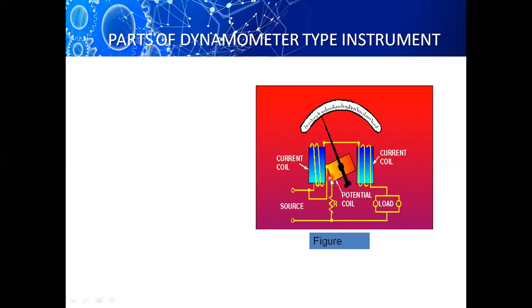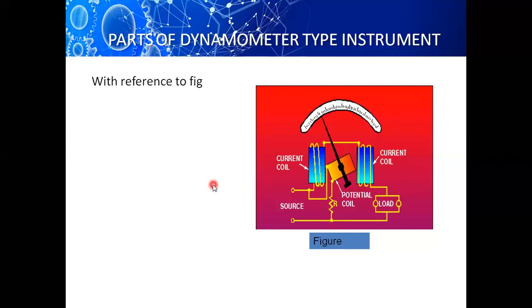And you have another coil here. This is the pressure coil. If you check the connections of these coils in the circuit, we have a source, and the current flows through the current coil, which is connected in series with the load. We have the potential coil connected in parallel with the source. So the current coil is connected in series with the load and the potential coil in parallel.